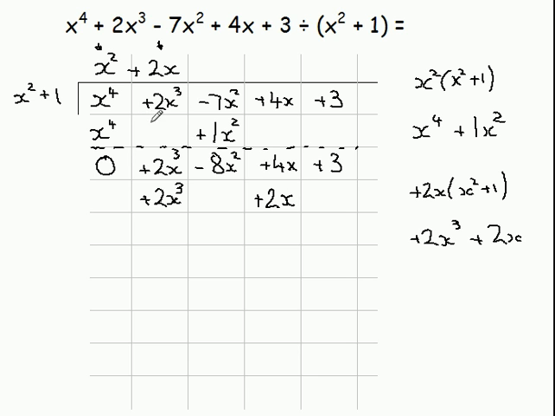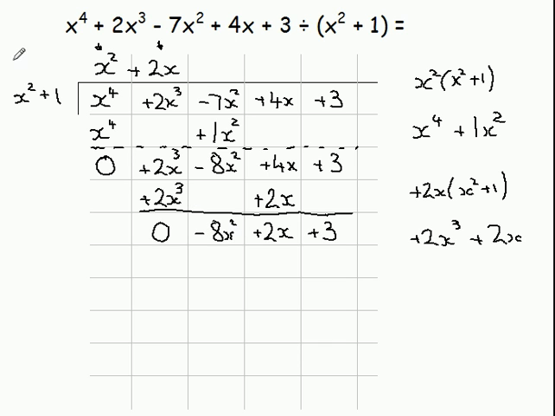You can see it's repeating the same pattern. There was a gap in the middle, there's a gap in the middle here. Put the line, top minus bottom, that goes to 0. Then I've got minus 8x squared. Top minus bottom in this case is going to give me plus 2x, and the plus 3 hasn't changed. And then I continue as before.